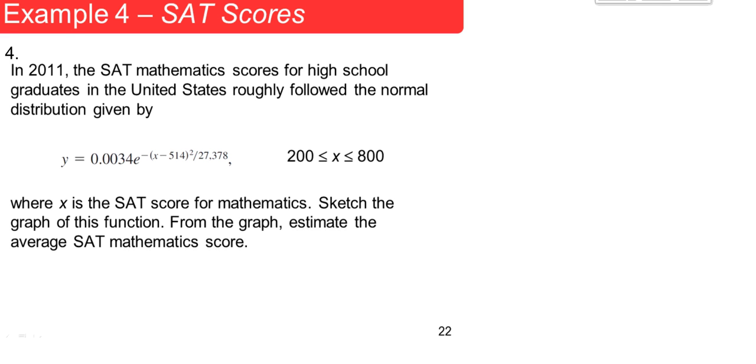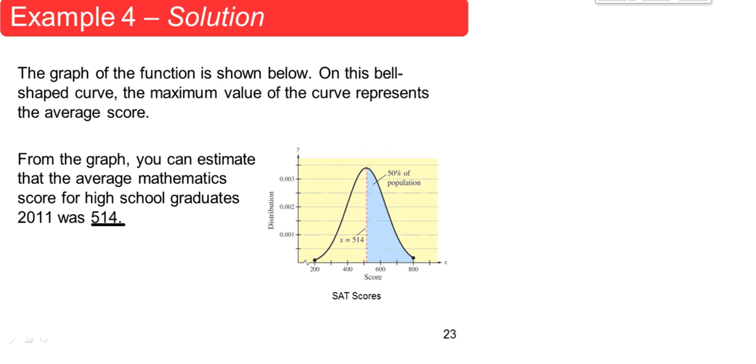And here is the graph. It says the graph of the function is shown, and from the graph you can estimate that the average mathematics score for high school graduates in 2011 was 514. And again, if you want to try that on your graphing calculator, go right ahead.